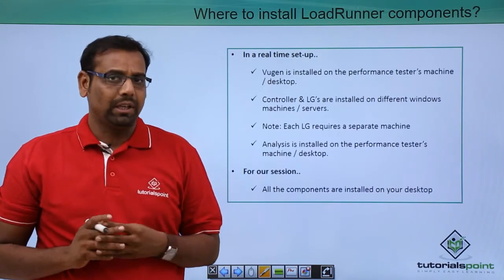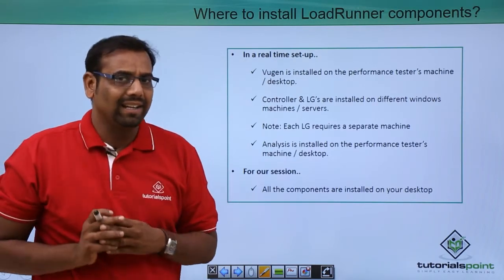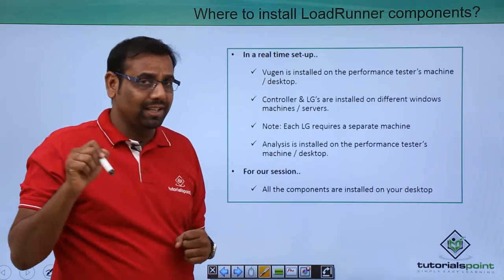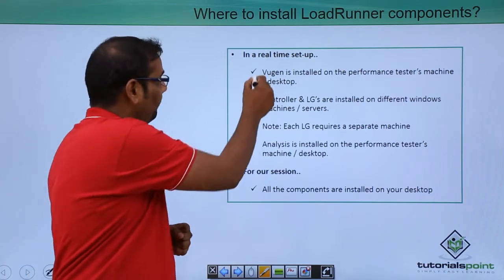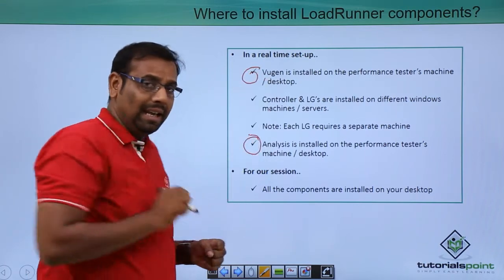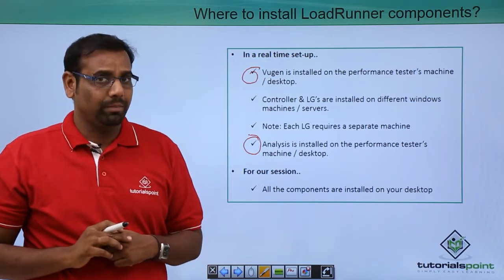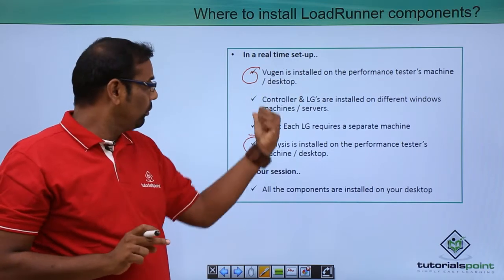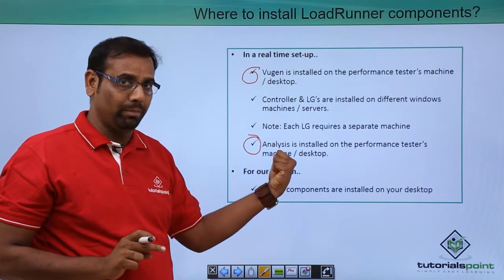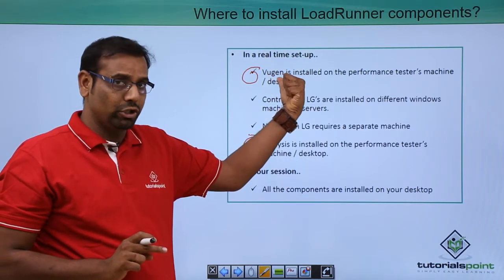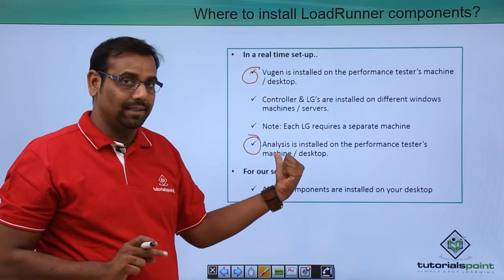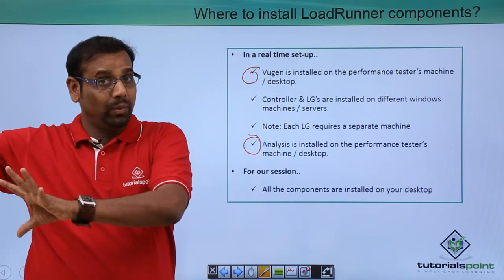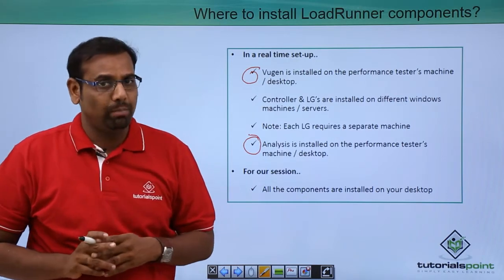Well, in a real-time setup, when you get into a project, you have VUGen installed on the performance tester's desktop itself. You have the analysis installed on the performance tester's desktop itself. So on your desktop as a performance tester, you have these two components installed on your machine: one is VUGen, the virtual user generator, and one is the analysis. The controller part will be installed elsewhere, and you will be doing a remote desktop.